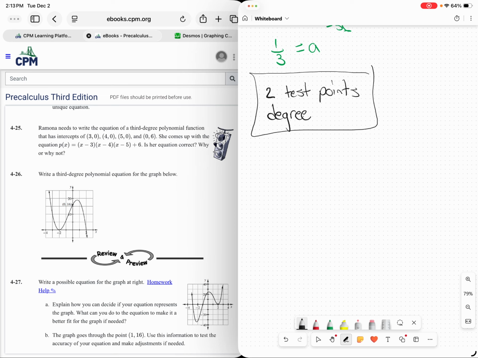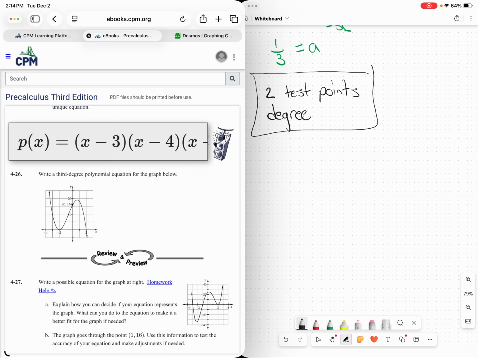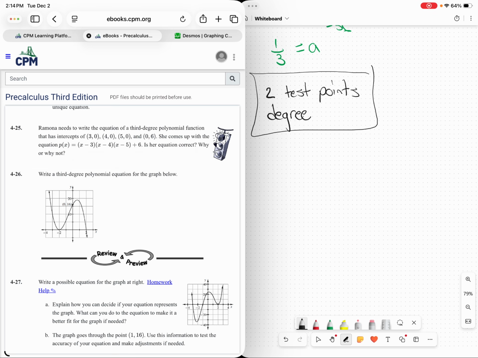So if you look at 25, Ramon needs to write the equation of the 3rd degree polynomial. So we know the degree. We have the 3 intercepts, and then we have a y-intercept. And she comes up with this equation. Okay, and why is that not correct? Okay, so what has happened is she's taken a y-intercept and just added it to the end. Well, what happens though is when you actually multiply this out, which is where that y-intercept comes from, is standard form, not factored form. But when you multiply this out, you don't get a 6 as a y-intercept. And so the way to test this would obviously be just plug in (0, 6).